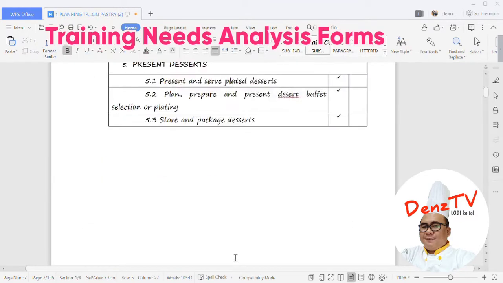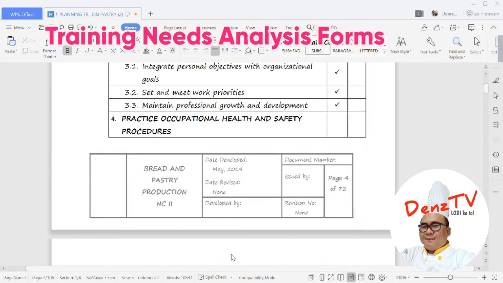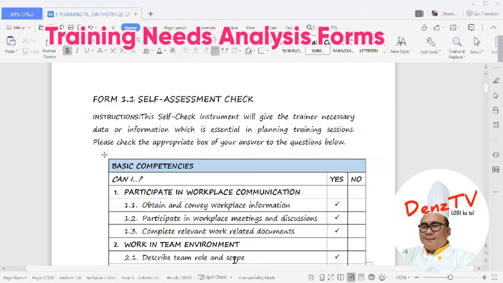In this particular activity, my dear trainees, you are going to determine the current competencies of your learners. Current competencies are their experiences, past experiences. So this training needs analysis form is to determine your current competencies.